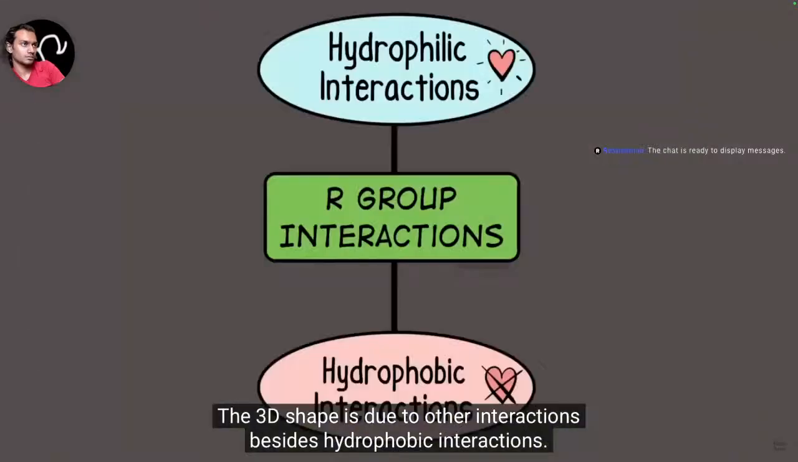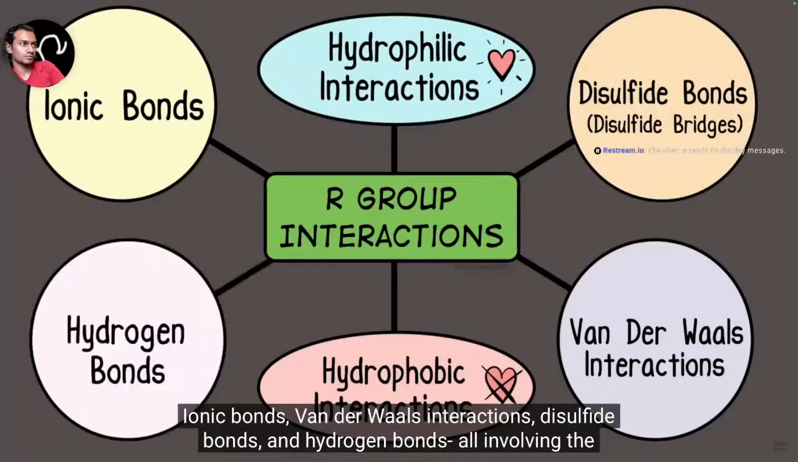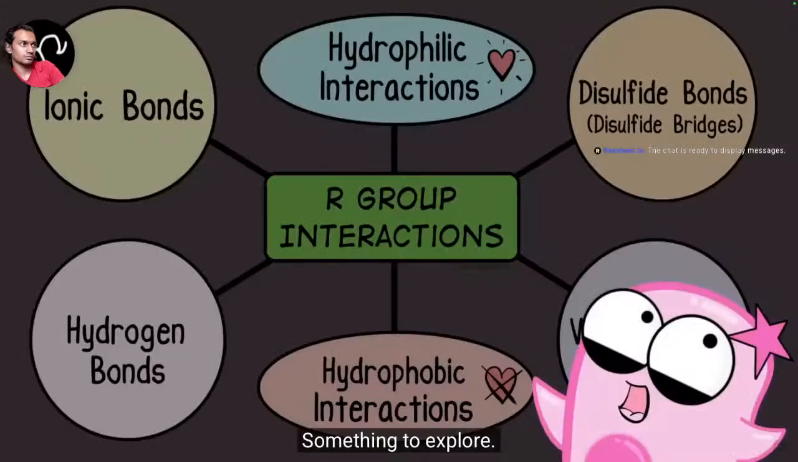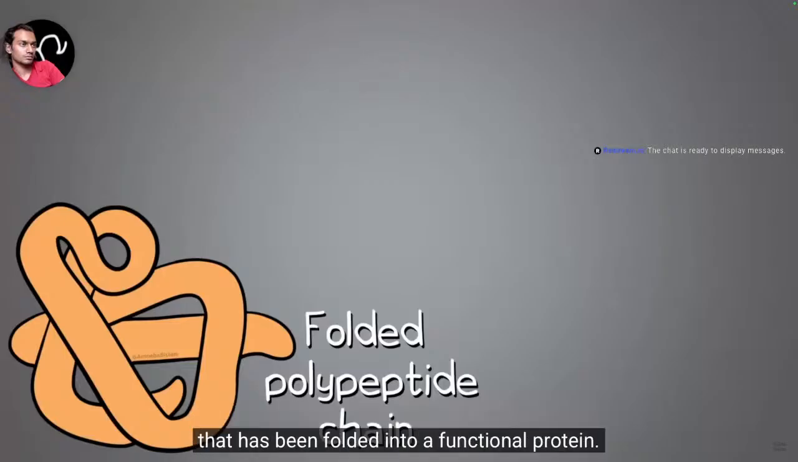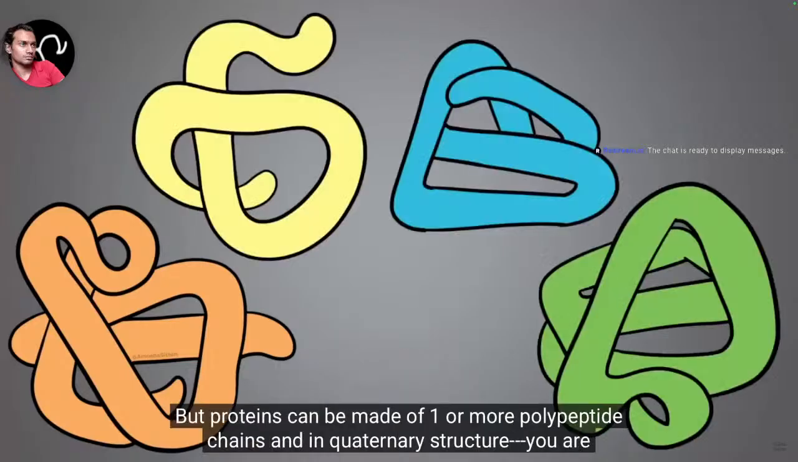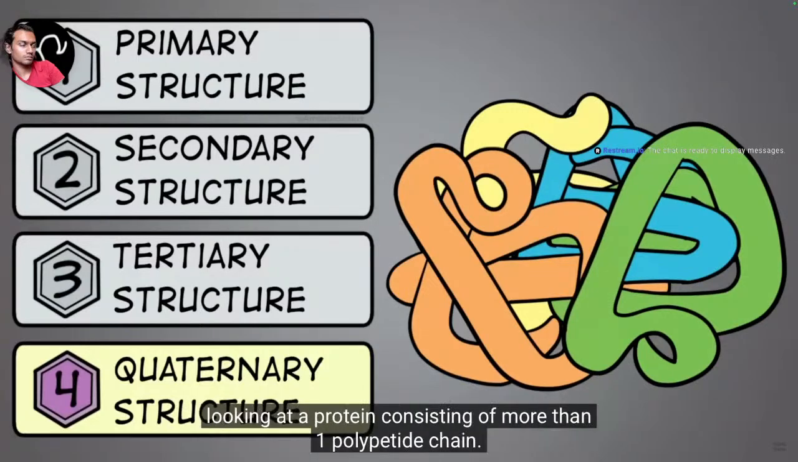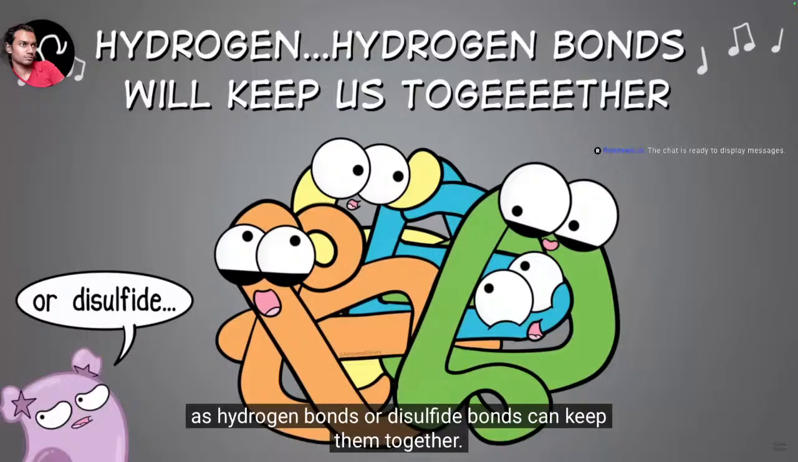The 3D shape is due to other interactions besides hydrophobic interactions. Ionic bonds, van der Waals interactions, disulfide bonds, and hydrogen bonds, all involving the R groups, can influence the folding occurring in tertiary structure. Now, when we've been talking about a protein, we've been talking about a polypeptide chain that has been folded into a functional protein. But proteins can be made of one or more polypeptide chains. And in quaternary structure, you are looking at a protein consisting of more than one polypeptide chain. Each of these polypeptide chains can be a subunit, and interactions between them, such as hydrogen bonds or disulfide bonds, can keep them together.